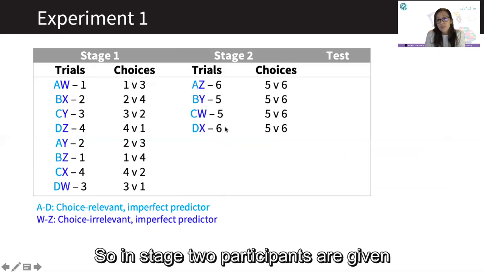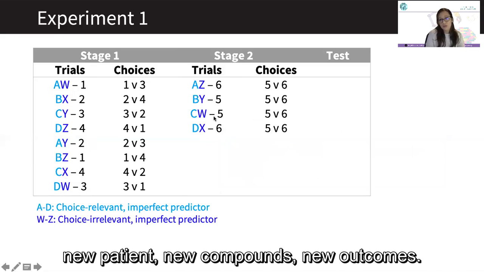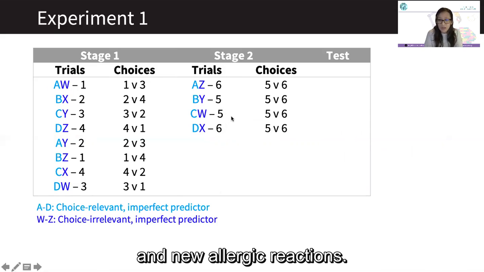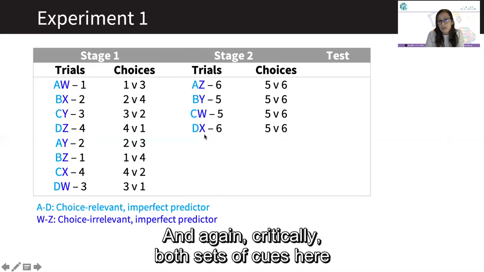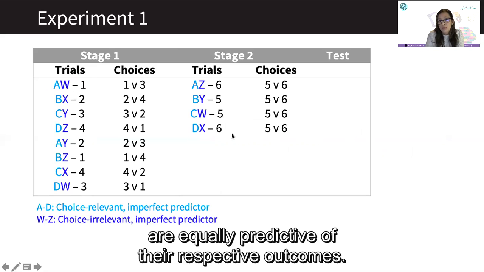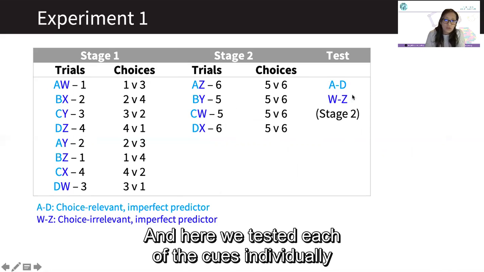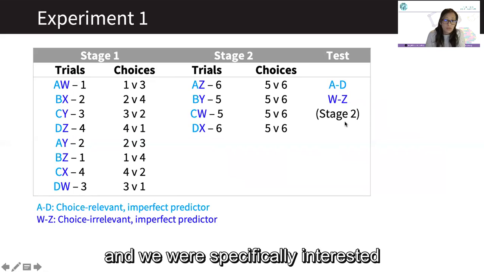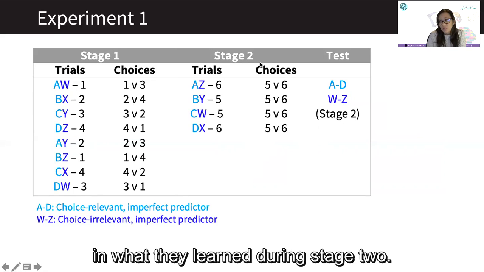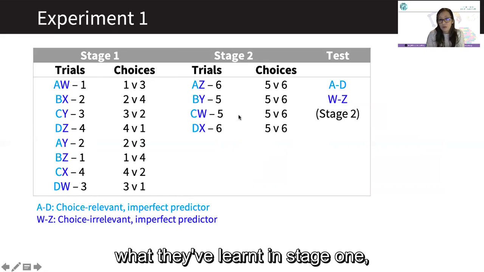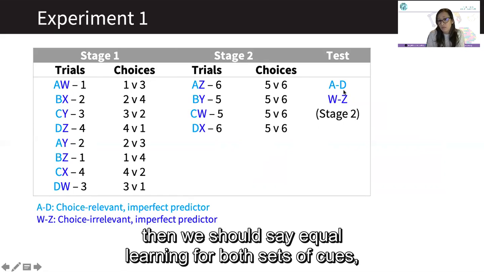In stage 2, participants are given new patients, new compounds, new outcomes. Now we have outcomes 5 and 6, so new allergic reactions. And again, critically, both sets of cues here are equally predictive of their respective outcomes. Here we tested each of the cues individually, and we were specifically interested in what they learned during stage 2. So again, if participants can ignore what they've learned in stage 1, then we should see equal learning for both sets of cues at test.